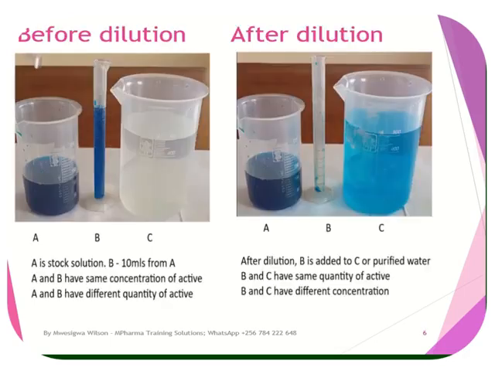But if you illustrate that statement, for example, this is before dilution. I'm having A, B, C. I've just labeled them. Then A is the stock solution. Then B has been drawn from A. I've removed 10 mils. So it means that since I've removed it from this one, they have the same concentration of the active. However, the quantity of the active inside here is different because of different volumes, as you can see. This one is more, this one is less.